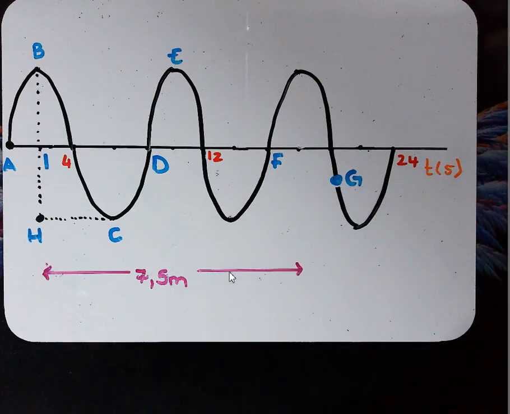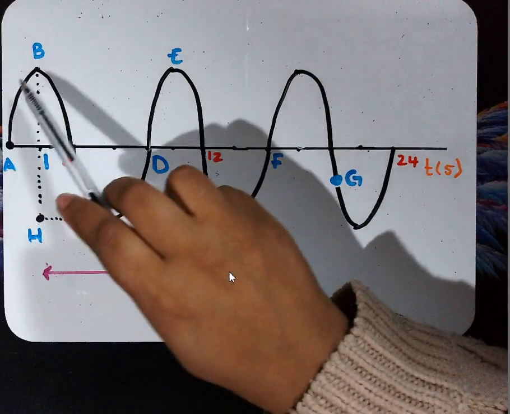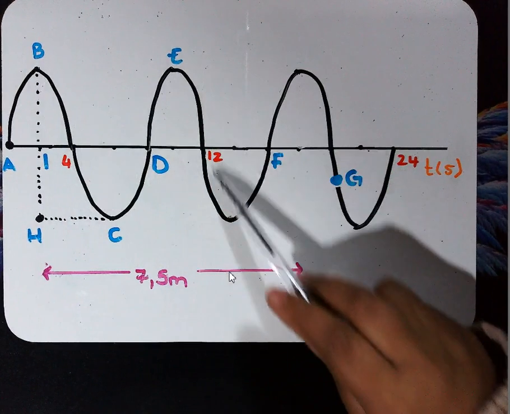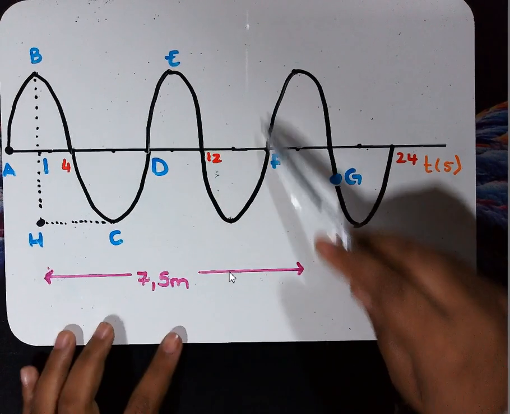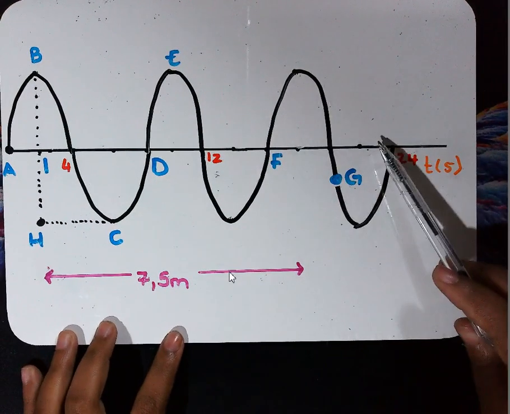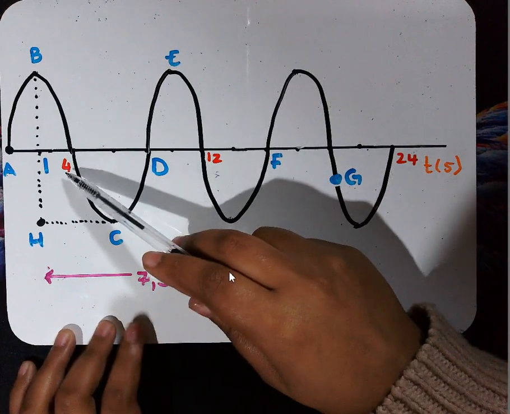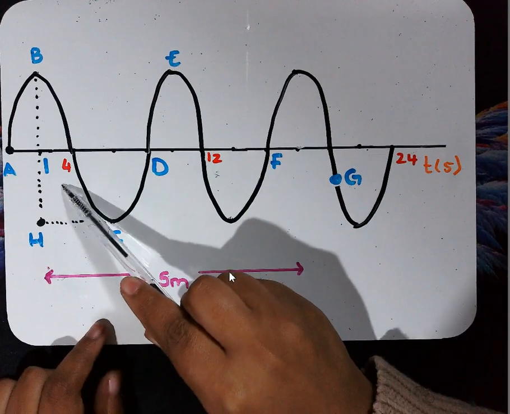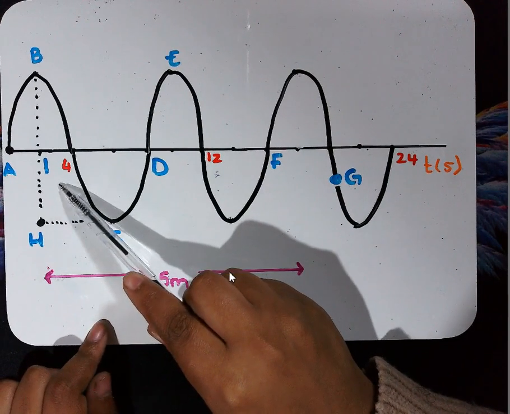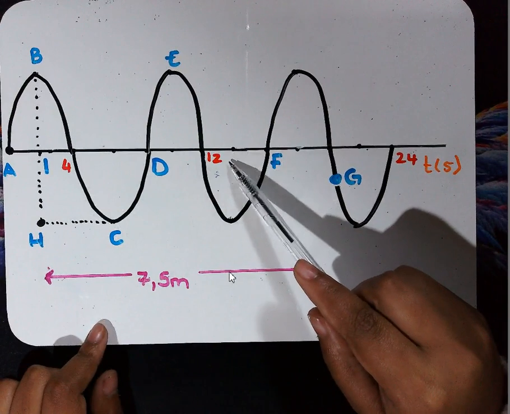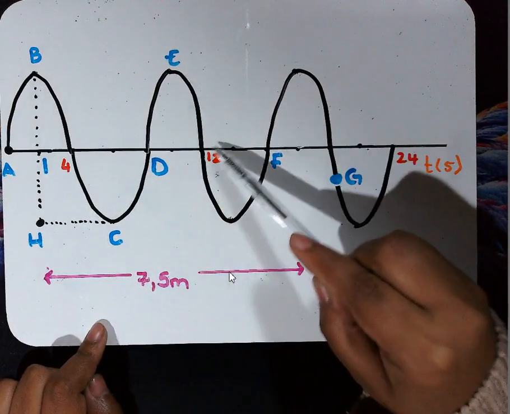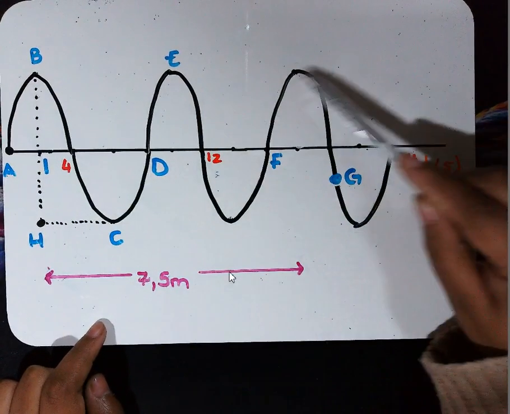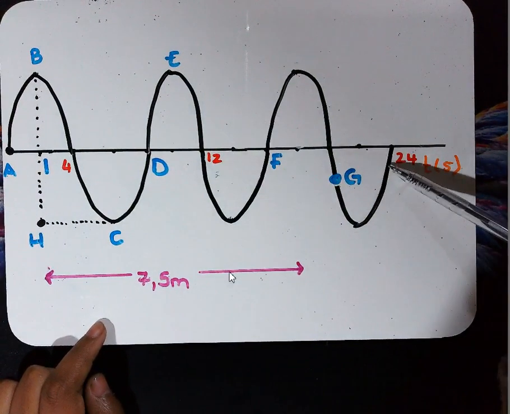So we have our transverse wave, and we go one wave, two waves, three waves. We see this 4 seconds. They tell us that this is seconds, so we see half a wave takes 4 seconds. A full wave and a half wave takes 12 seconds. And then we also see that all 3 waves took 24 seconds.